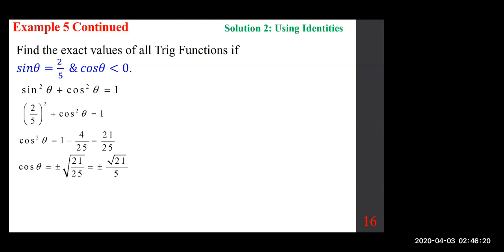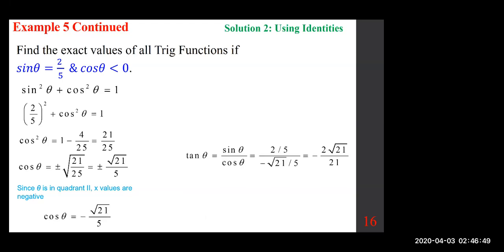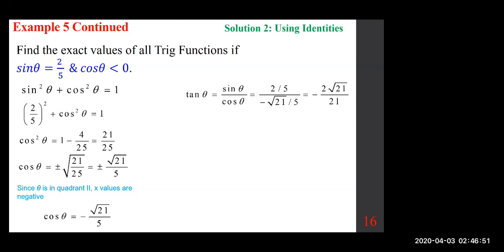Now you make a decision. Which one? We've already discussed that. Right at the top, it says cosine is negative, so you choose the negative one. Theta is in quadrant 2, and cosine is negative. The rest, you just go through the process again. Tangent is sine over cosine, and the other three are the reciprocals, class.